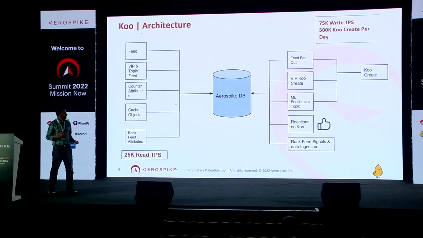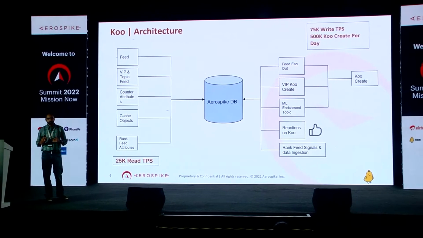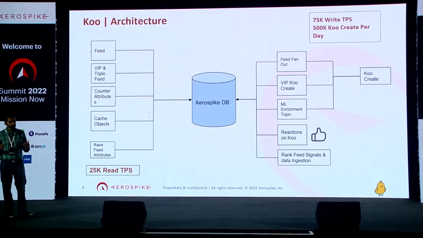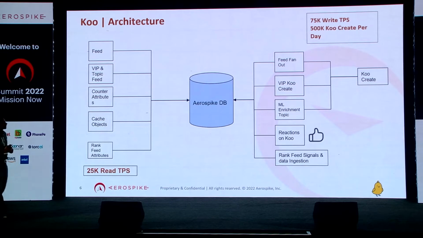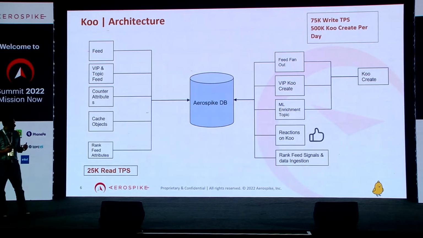As soon as a coup gets created, we have some thresholds where if I have more than 1 lakh followers, I fall under a VIP, as simple as that. At this point of time, we can improve that. I'll tell you the reason why we do that.